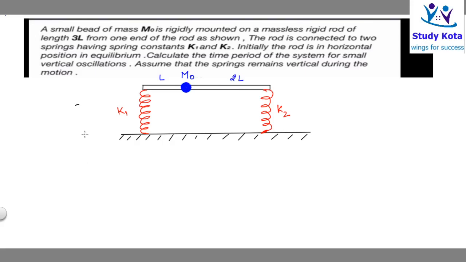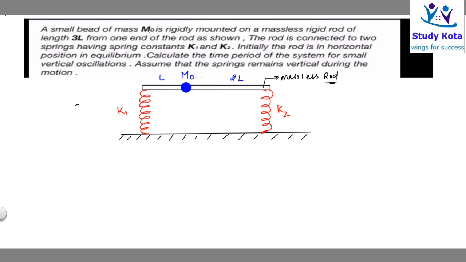Okay, dear students, so here is another problem in the series of JEE Advanced. This is a problem of simple harmonic motion. Here is a rod, which is a massless rod.